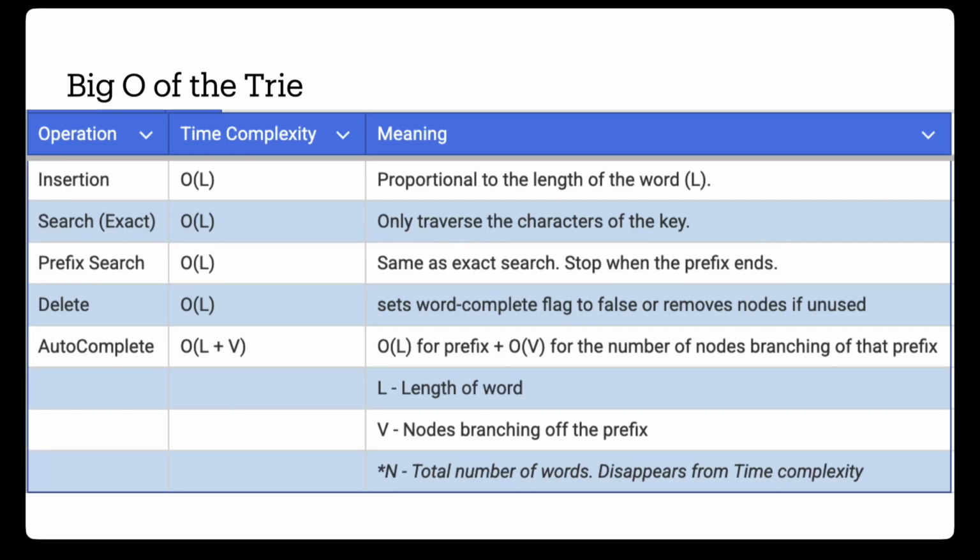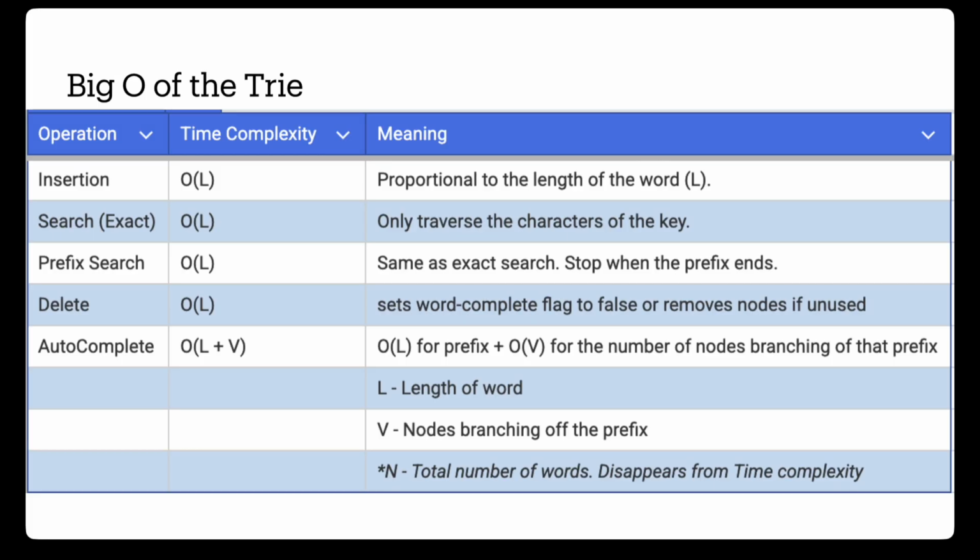So let's talk about the big O of the trie. If you look at this table, you will notice a very specific pattern. Almost every operation is O of L. So what is L? L is the length of the word. So why aren't we using N? Well, because that's the total number of items in the data structure, which usually drives the speed, but it actually gets canceled out in the big O of a trie.